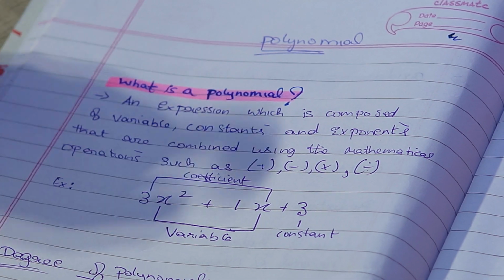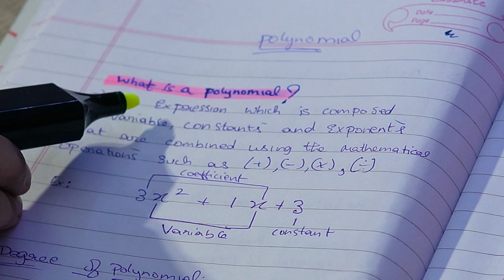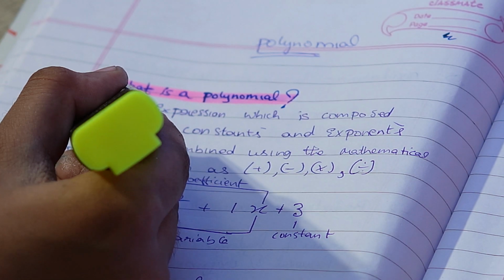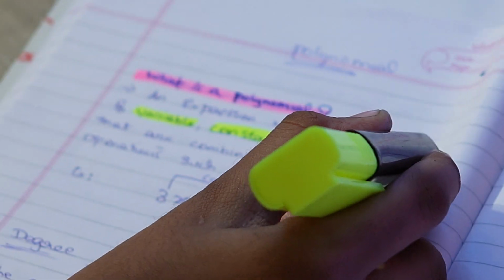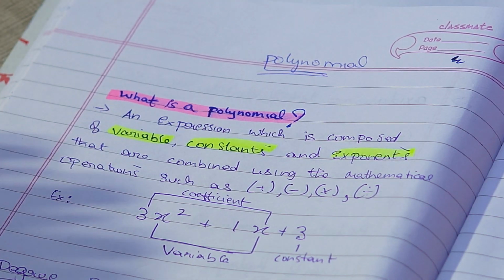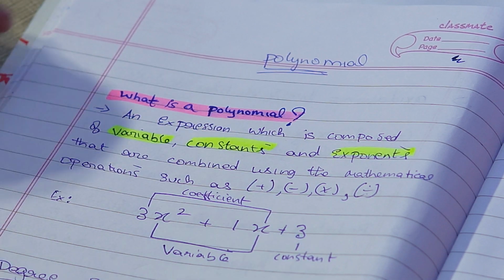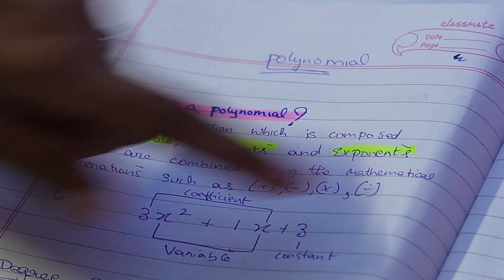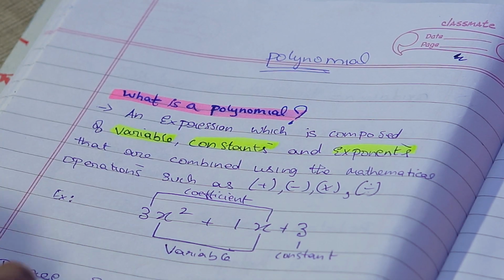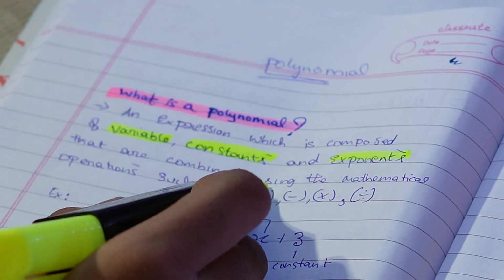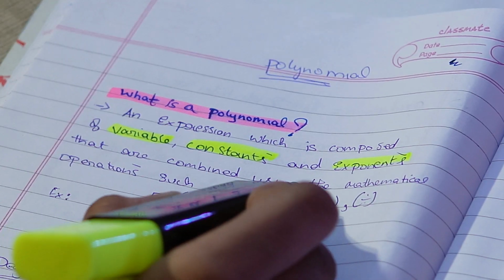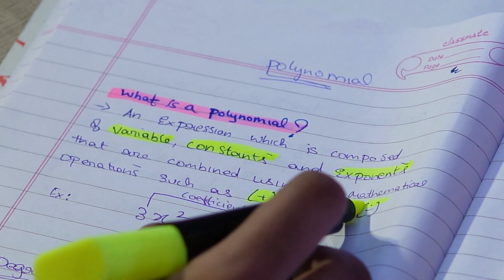Now, what is a polynomial? A polynomial is an expression which is composed of variables, constants and exponents that are combined using mathematical operations such as addition, subtraction, multiplication and division.